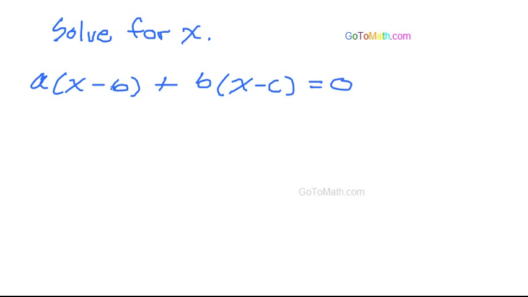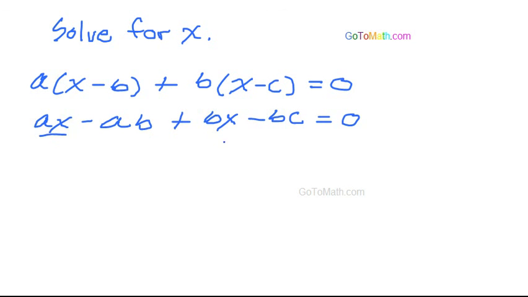What are we doing? We're solving for x in this problem. Let's do it. I think what we're going to do here is go ahead and distribute across a's and b's and collect up some like terms. Okay, so let's distribute this a across. So we have ax minus ab plus bx minus bc is equal to 0.